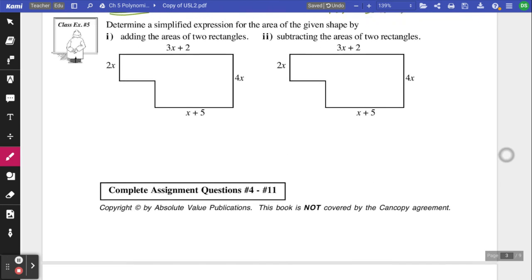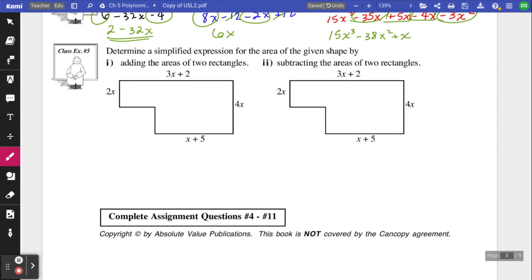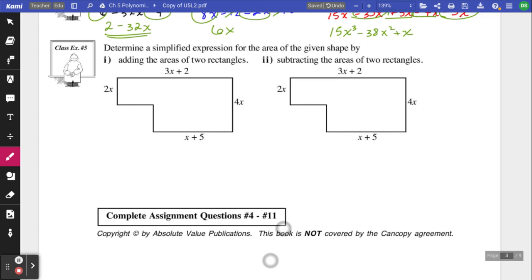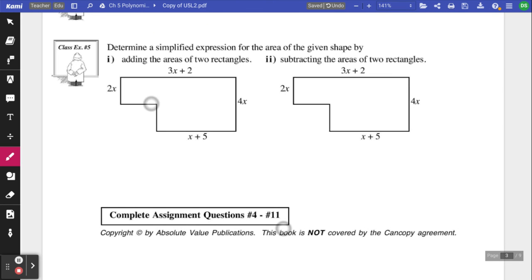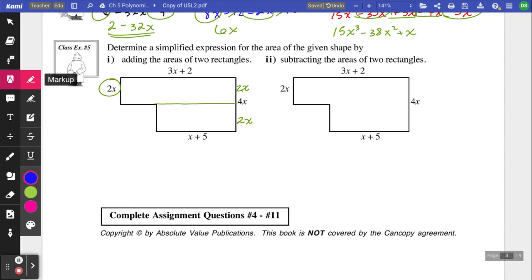All right. Okay, last question, I think. Yep. It says determine a simplified expression for the area of the given shape by adding the two areas of the rectangles. Okay, this gets a little complicated. So you can cut this any way you want. You can cut it this way, and you can kind of decide what you want to do. If you cut it that way, this side is 2x, which leaves you 2x down here. I think this is the easiest. So let's go find this blue box first.